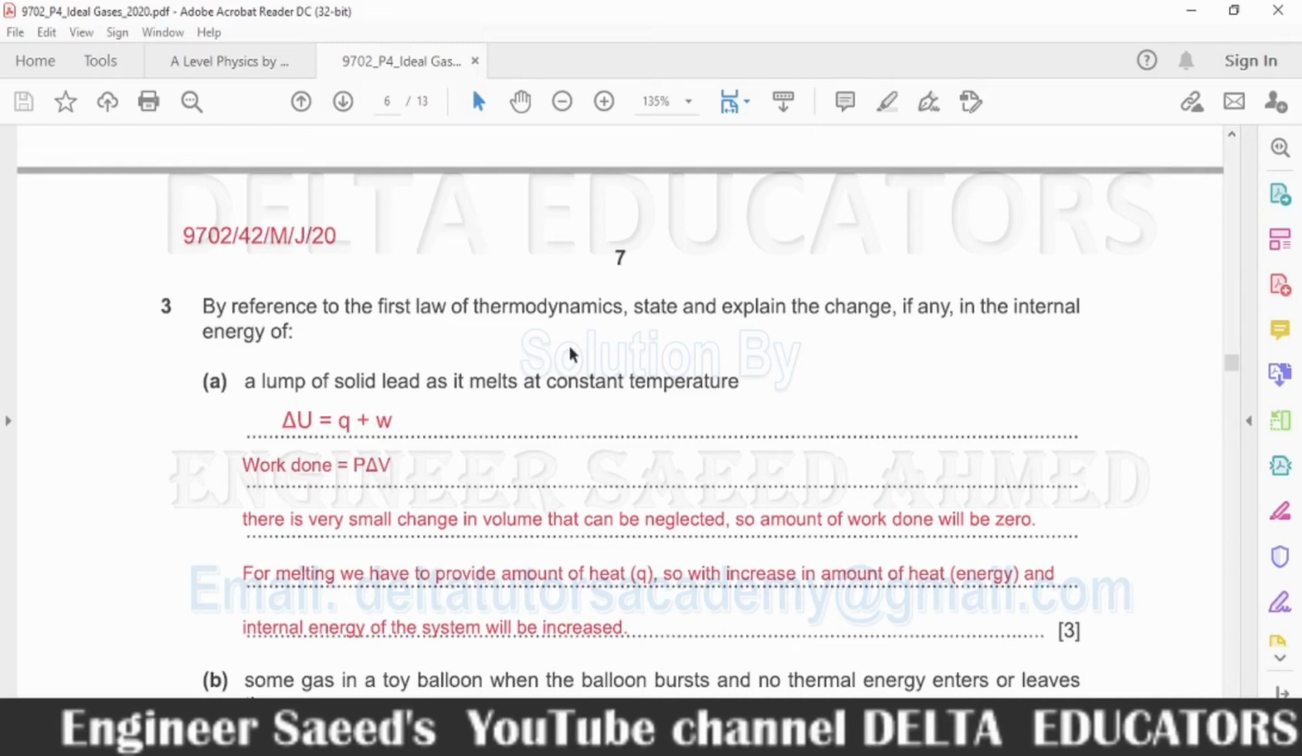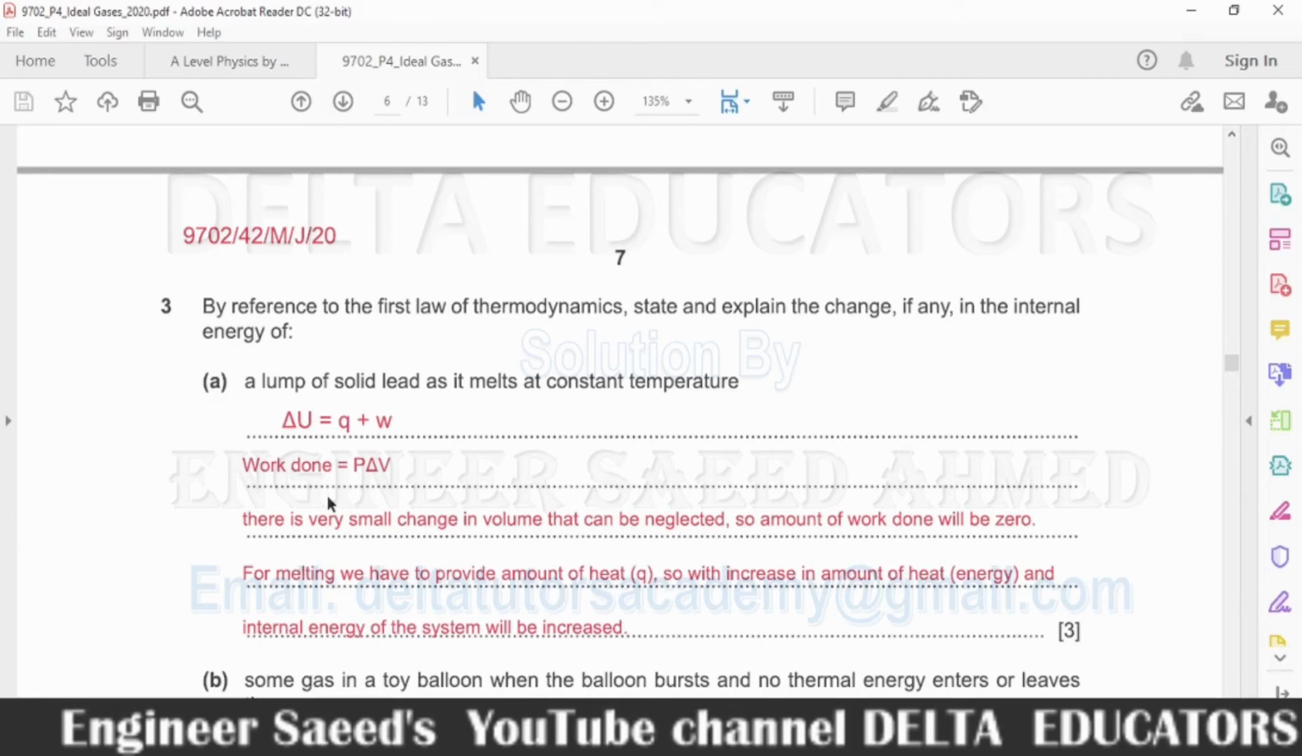Now here it is given lead is melted. Means lead is converting from solid to liquid state. When it will be converted from solid to liquid state, there will be no significant change in the volume. Volume will be approximately same. So here we can say this change in volume is 0. When change in volume is 0, this P delta V, this product will also be equal to 0, and work done will be equal to 0. So here work done is 0.